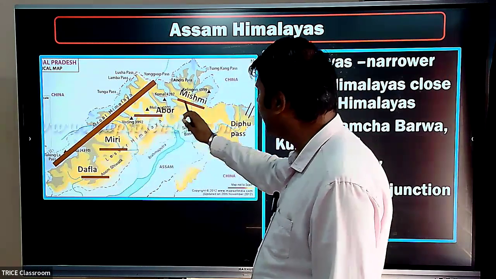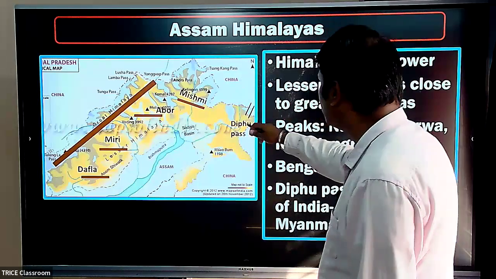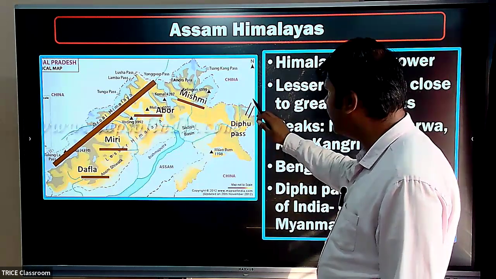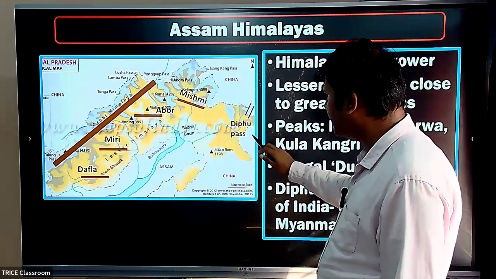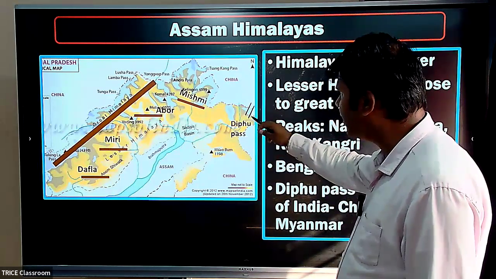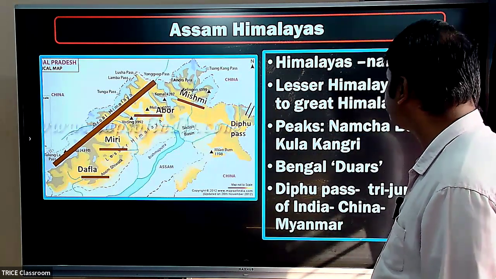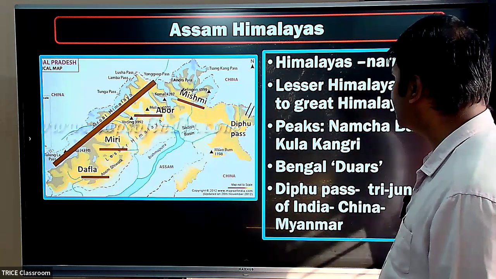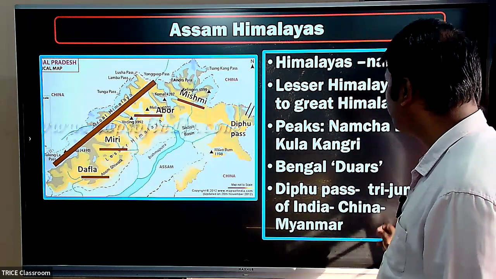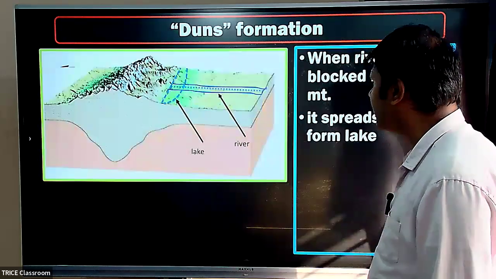Greater Himalayas are here, and then here you have the middle Himalayas, that is Mishmi, Abor, Miri, and Dafla. Right here you find Diffu Pass. Diffu Pass is located in the tri-junction of India, China, and Myanmar. So here there is Myanmar, here is China, right? Important peaks in this region, in the Greater Himalayas, are Namcha Barwa and Kula Kangri. These are some of the important peaks. On the middle Himalayas, you have Miri, Abor, Mishmi, and Dafla, right?